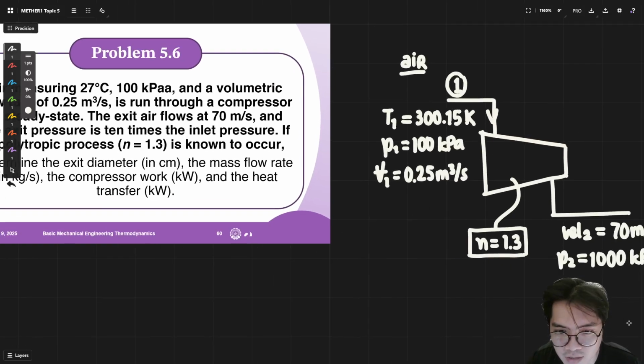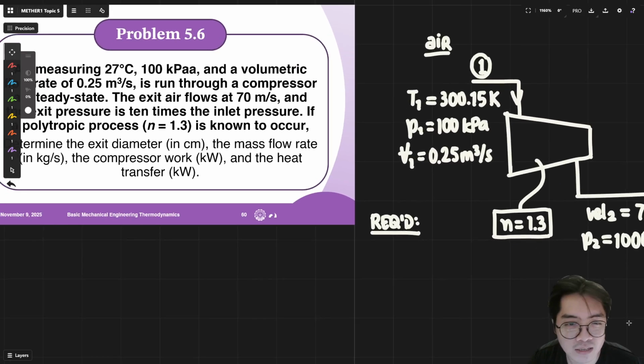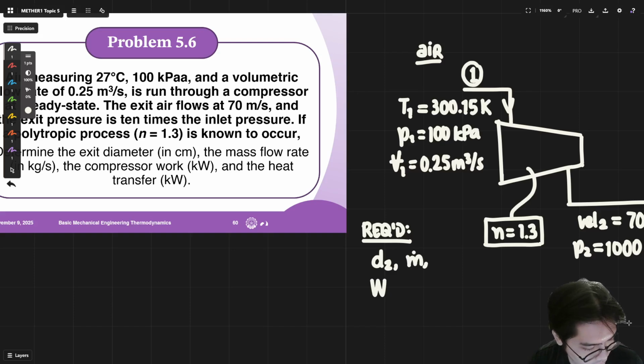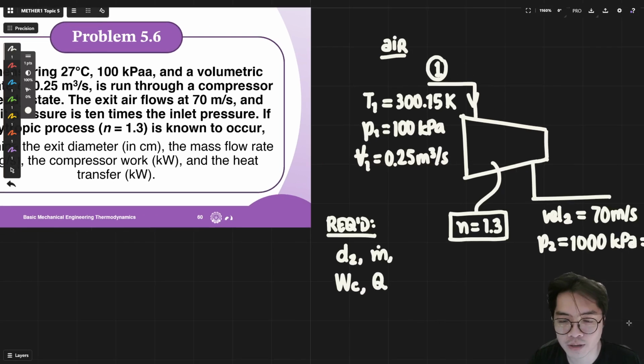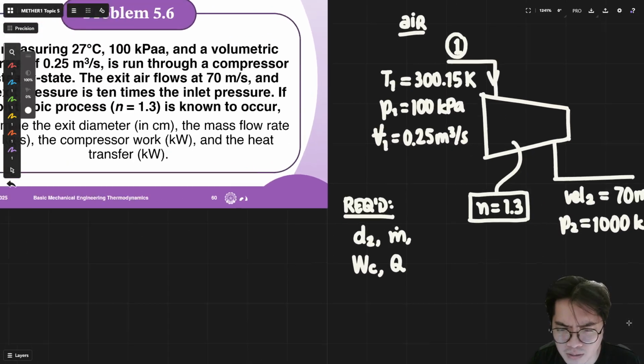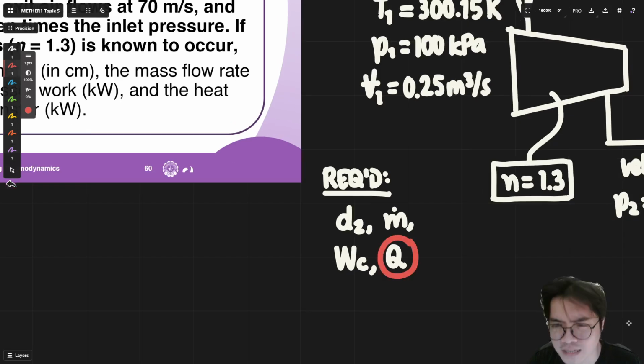Let's take note of all of this. Required: the exit diameter, so D2. The mass flow rate, your m dot. Your work transfer, WC, and then your heat transfer. Okay, there you go. And then you stop to think, wait a second, heat transfer.